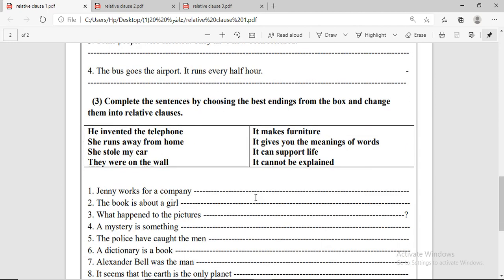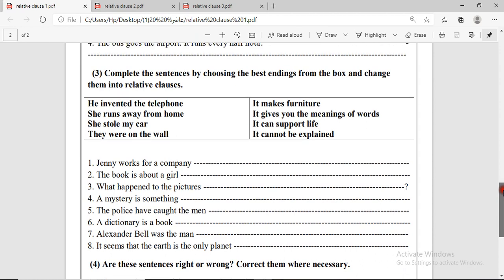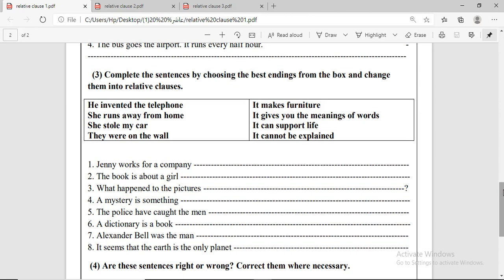Exercise 3. Complete the sentences by choosing the best endings from the box and change them into relative clauses. Okay, we have to choose who or which and complete the sentence. Let's do the first one for you, and the rest will be homework. Complete the sentences by choosing the best endings from the box and change them into relative clauses.